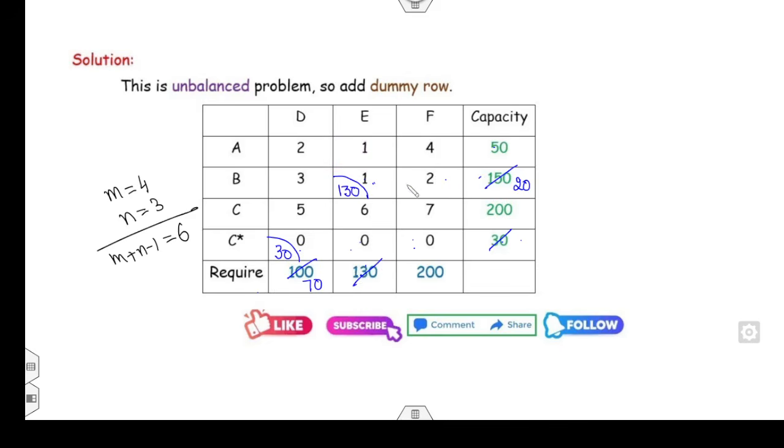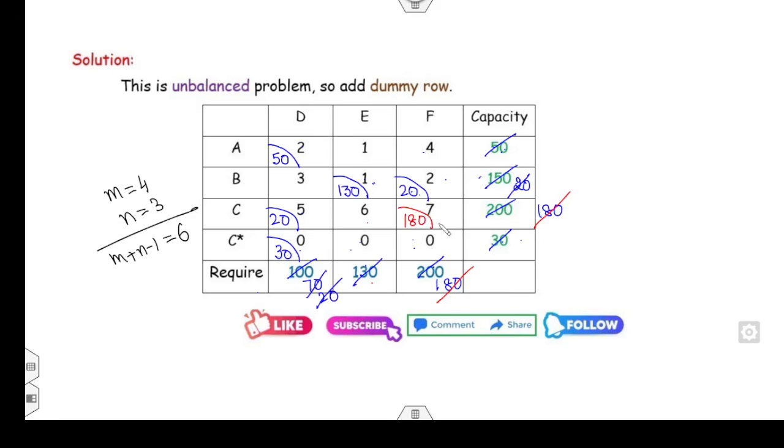Next number is my 2. Corresponding to this number is my 20. Corresponding to this 2 is my 70 and 50. Maximum is my 50. So I can put 20. Now next number is my 2, 20 and 200. It's a 20, 180. Fine. Next number is my 4, but corresponding to 4 there is no capacity. Corresponding 5 is a 20 and 200 is a 180. And the last is 6. There is no requirement. It's a 7, 180, 180.